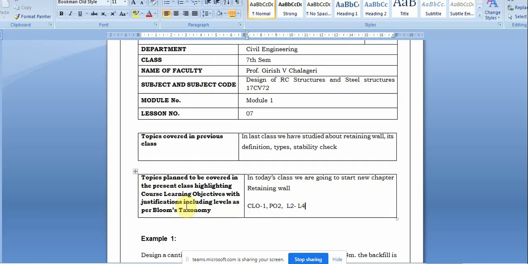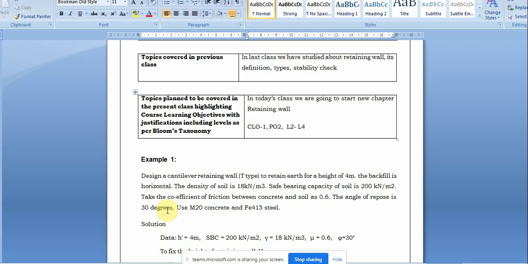In today's class we start with the design of retaining wall. One example is taken, and from the given data we are going to design it. For this we have the following steps. The steps are not written here directly, I have taken the problem. The steps to be remembered to design a retaining wall: first write down the given data. Then for the given data, check the stability of the retaining wall. Once we find it is safe against stability, then we start designing component-wise, that is stem, heel slab, toe slab.